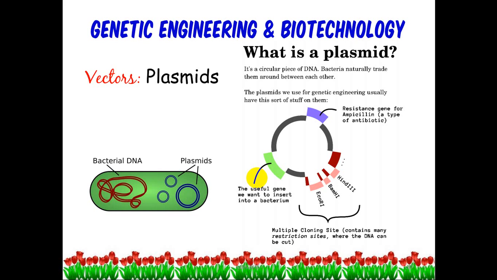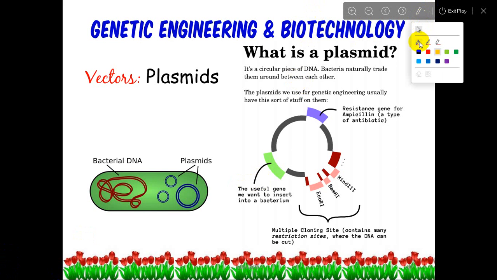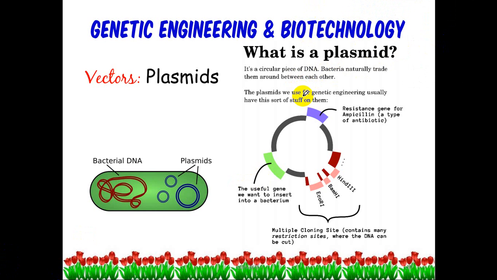The plasmids we use for genetic engineering usually have this sort of stuff on them. We usually use bacterial plasmids for genetic engineering, because we cannot make any changes in bacterial DNA, as it will have a negative effect as well. Maybe we can produce a bacteria which is very resistant, or the main possibility is that we can destroy the structure of the bacteria, which later may not be able to produce the bacterial organism. So that's why we do not make any changes in the structure of bacterial DNA.